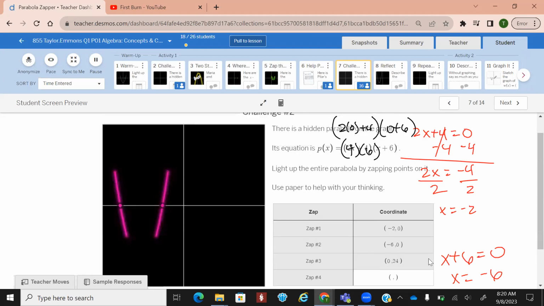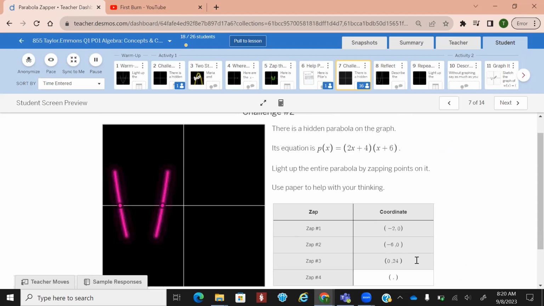Now, that's just to find the y-intercept, but did that help us at all? We're not done with the entire graph. How do we find the vertex?